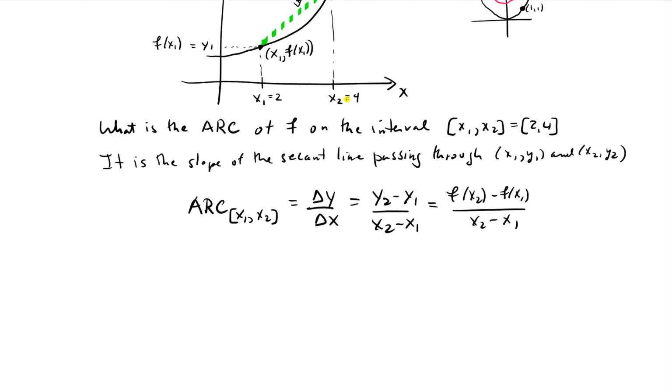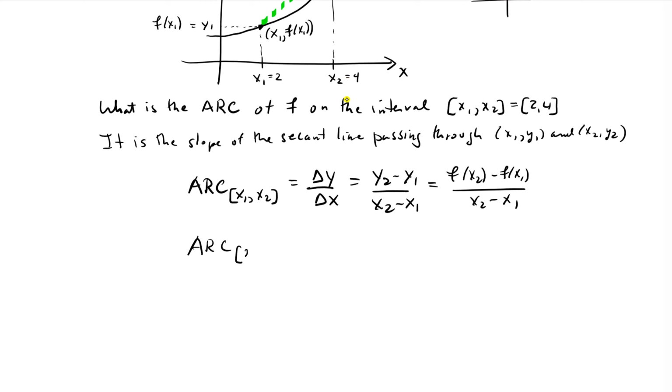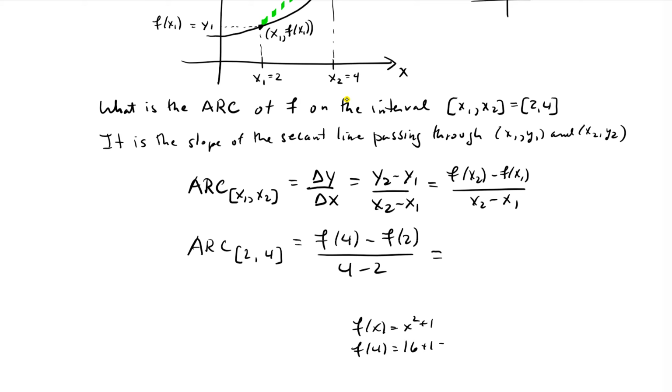So in our specific case here, x1 and x2 are 2, 4. So it's going to be f of 4 minus f of 2 over 4 minus 2. Remember the formula for f of x is x squared plus 1. So f of 4 is going to be 16 plus 1, so 17. f of 2 will be 2 squared plus 1, so 5. And divided by 4 minus 2, so that ends up being 12 over 2, so it's 6.